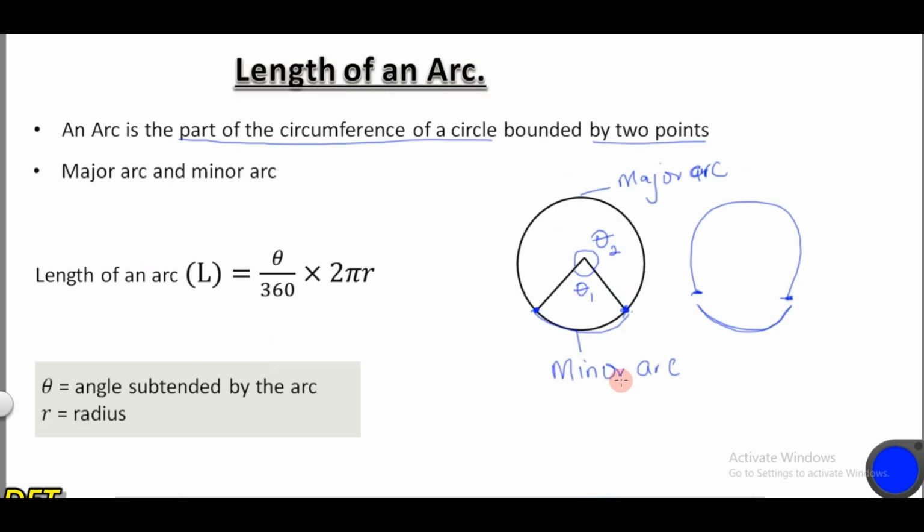So just a quick recap. An arc, like I said, is the part of the circumference of a circle bounded by 2 points. So this is a point in the circumference, this is a point in the circumference. That part of the circumference that is bounded by 2 points is known as an arc. And we have a major arc and a minor arc. The bigger one is the major arc, the smaller one is the minor arc. And the formula for length of an arc is theta over 360 times 2 pi r, where your theta is the angle subtended by the arc and your r is the radius of the circle.